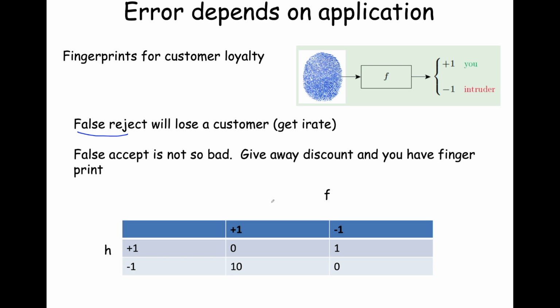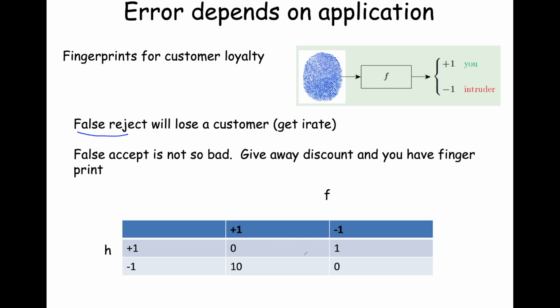Well, this person's happy, but you also have their fingerprint, so you can find them later. But that being the case, this person's happy, and it's not so bad. You gave away a discount, and you shouldn't have. It's not as expensive as losing a loyal customer forever. And so in that particular case, if we look at the pointwise error for this scenario, the false reject is much more detrimental in this application.